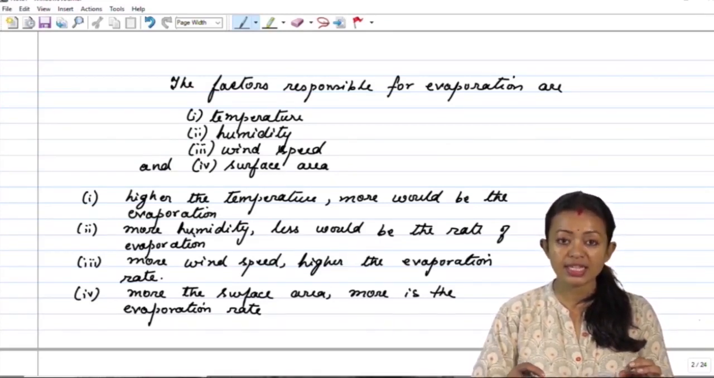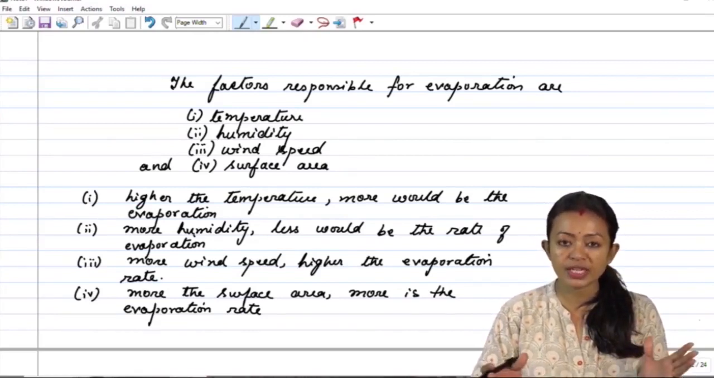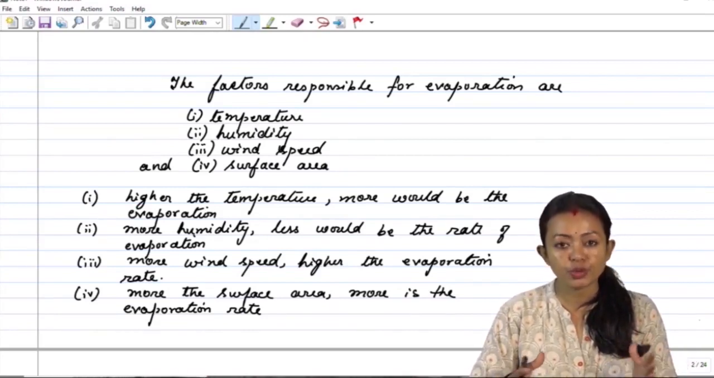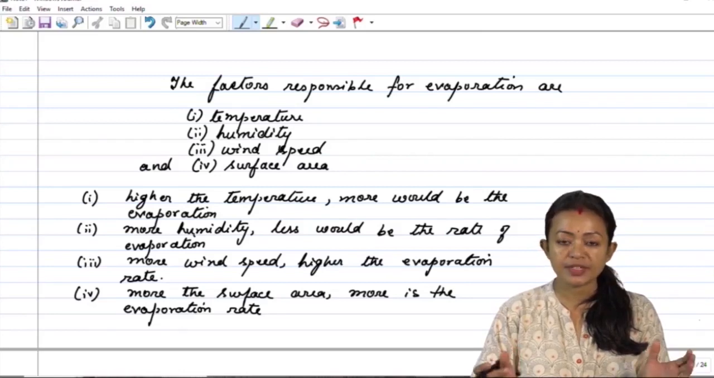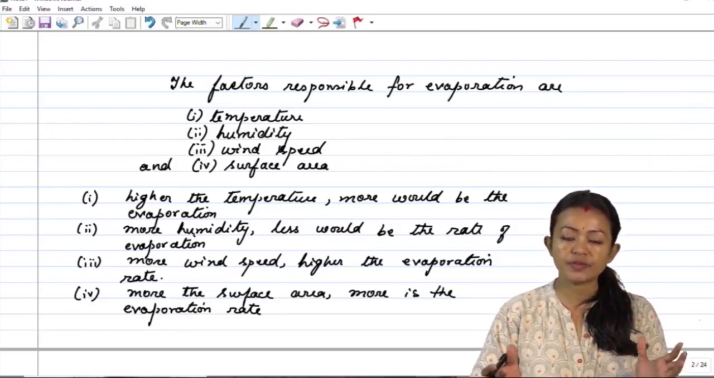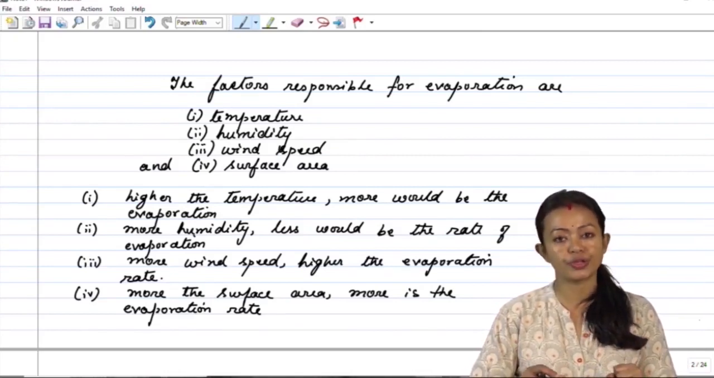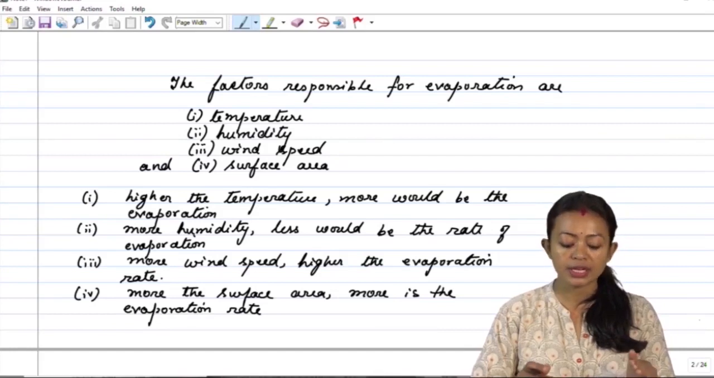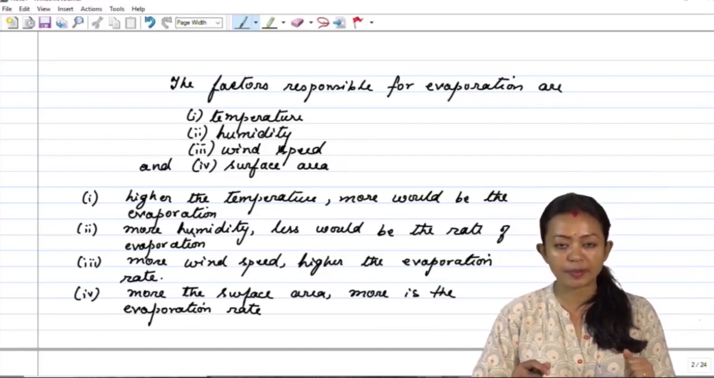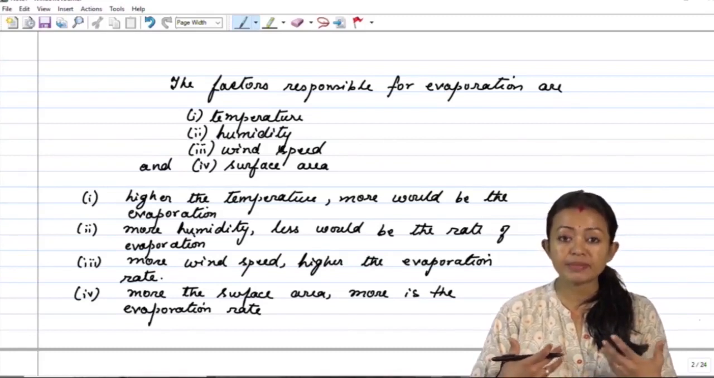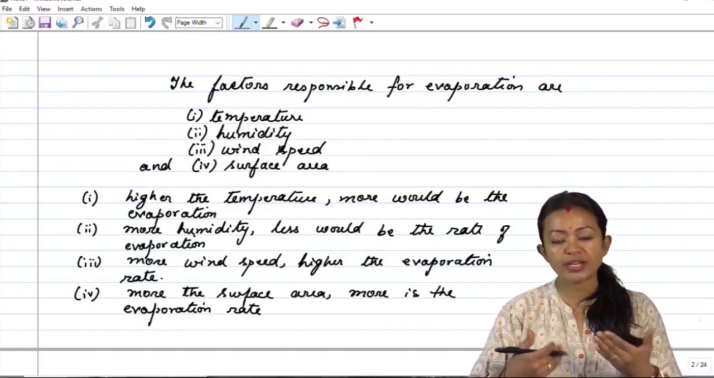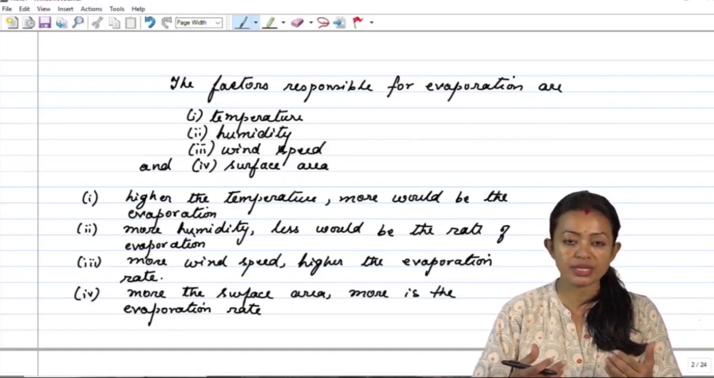And the last, surface area. More the surface area, the rate of evaporation would also increase. But if the surface area is less or it is reduced, then the rate of evaporation will also be very slow, or will reduce. So I hope the different factors responsible for evaporation are clear. It becomes more clear when you try to recollect some of the examples, some of the phenomena that you see in and around us.